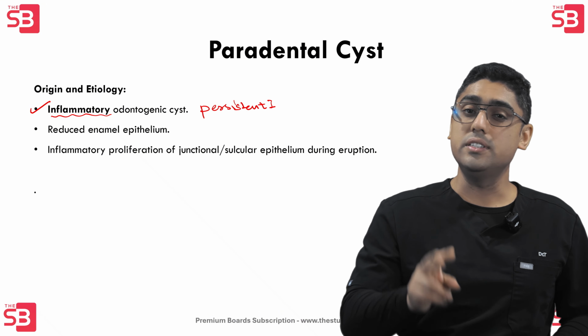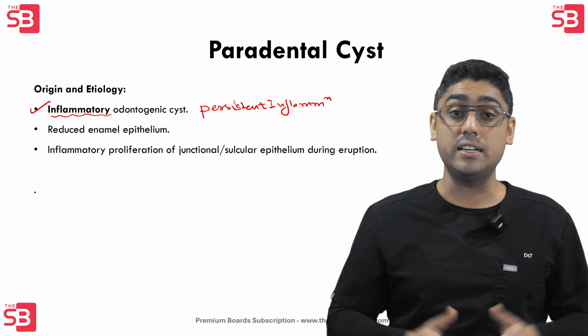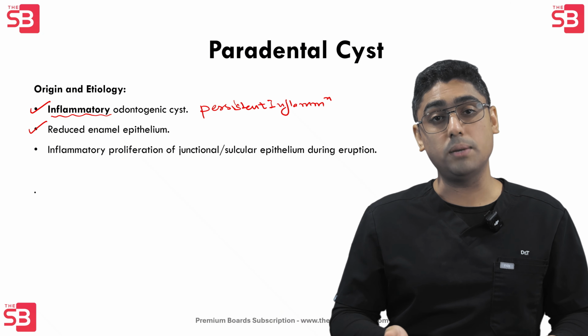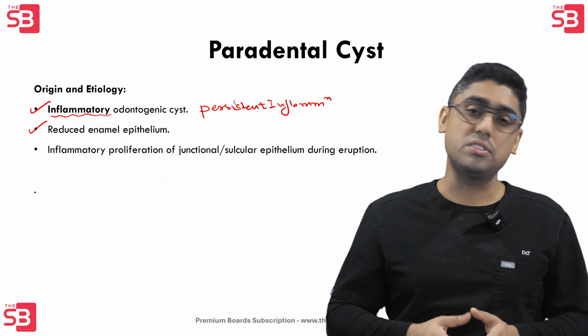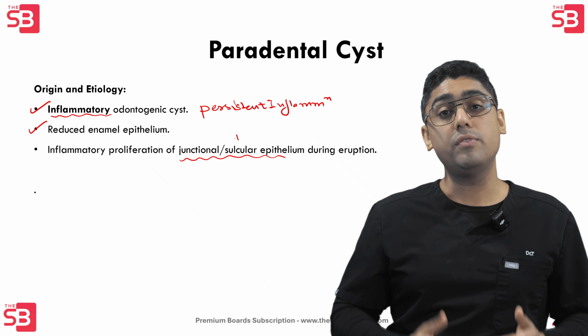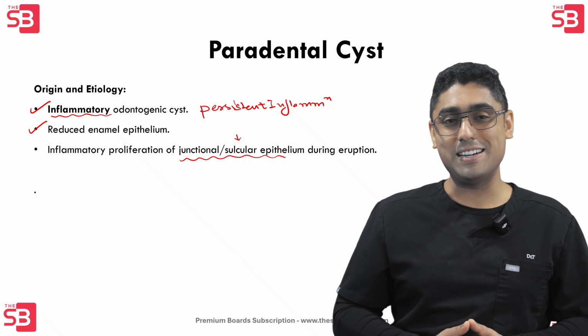Now there are two main theories about where its epithelial lining is coming from. The first is that it is coming from reduced enamel epithelium, which is left behind after the tooth erupts. The second possible source is the junctional or sulcular epithelium, which can start proliferating when the tooth pushes through the gingiva.